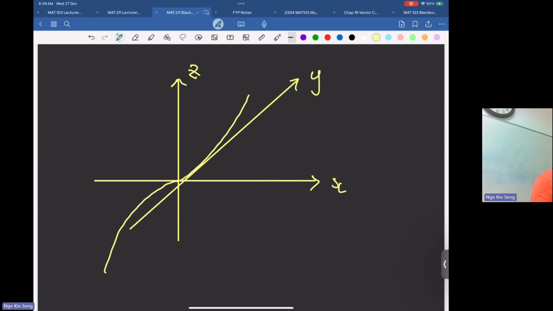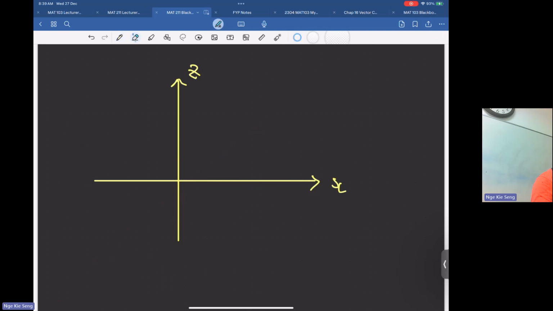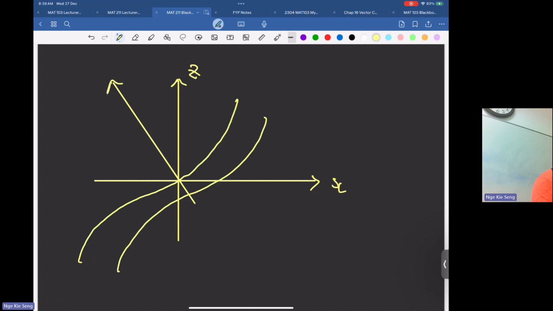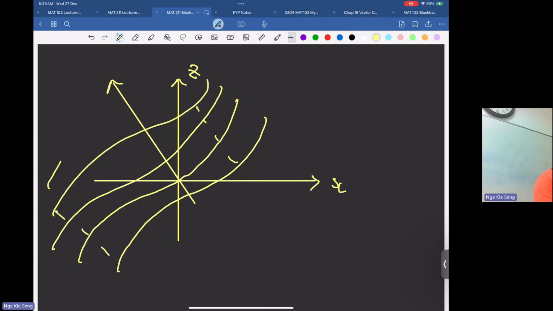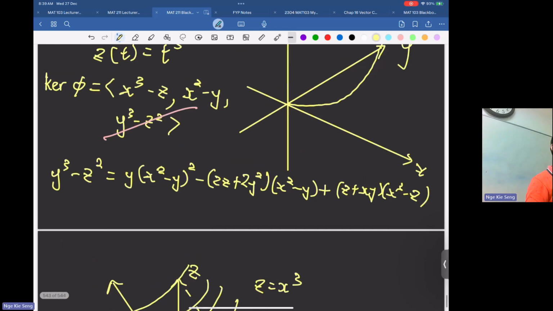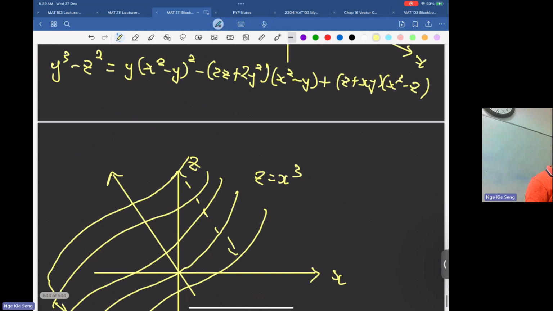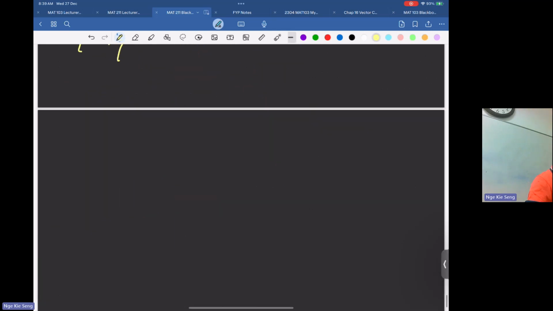I have all these lines together. How should I draw this better? Maybe I should point it in this way. Then it will be easier to draw like this. Okay, this is my surface. You join them together. Makes sense? Okay, Z equals X cubed. The other one, Y equals X squared. What surface is this here?